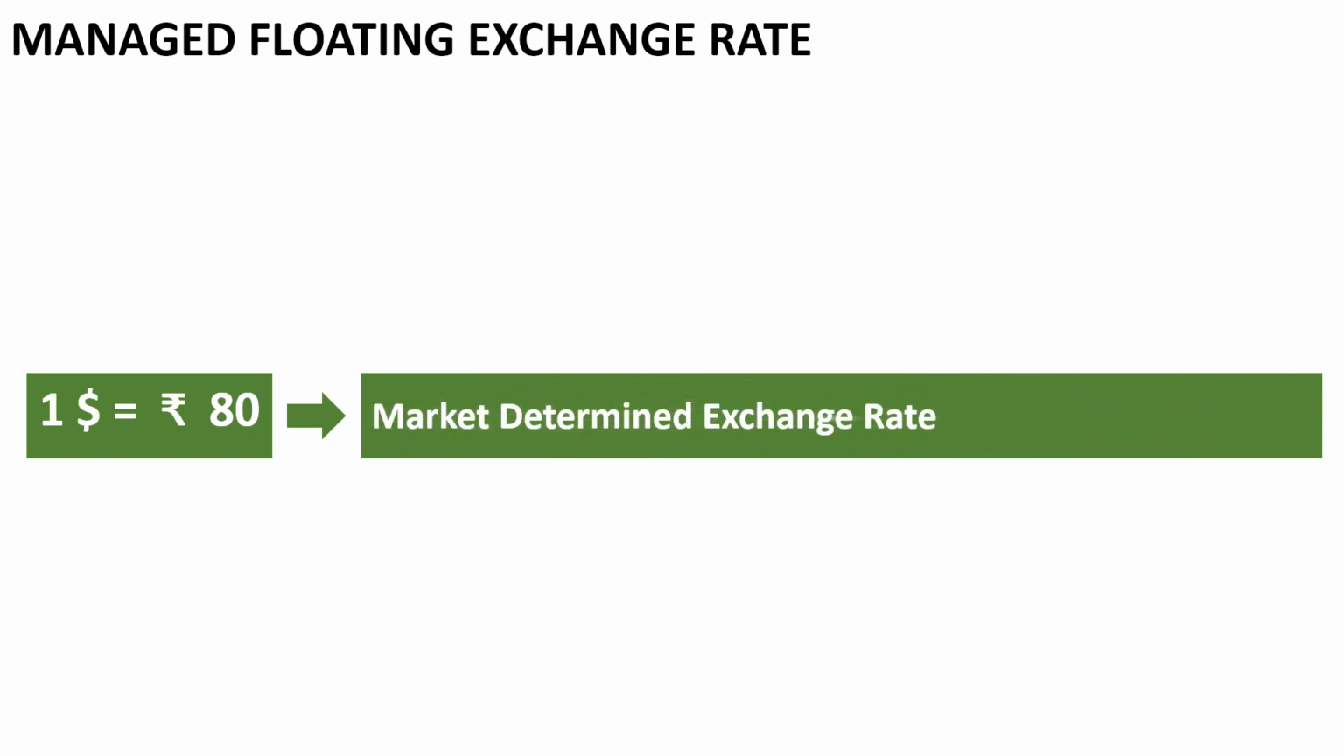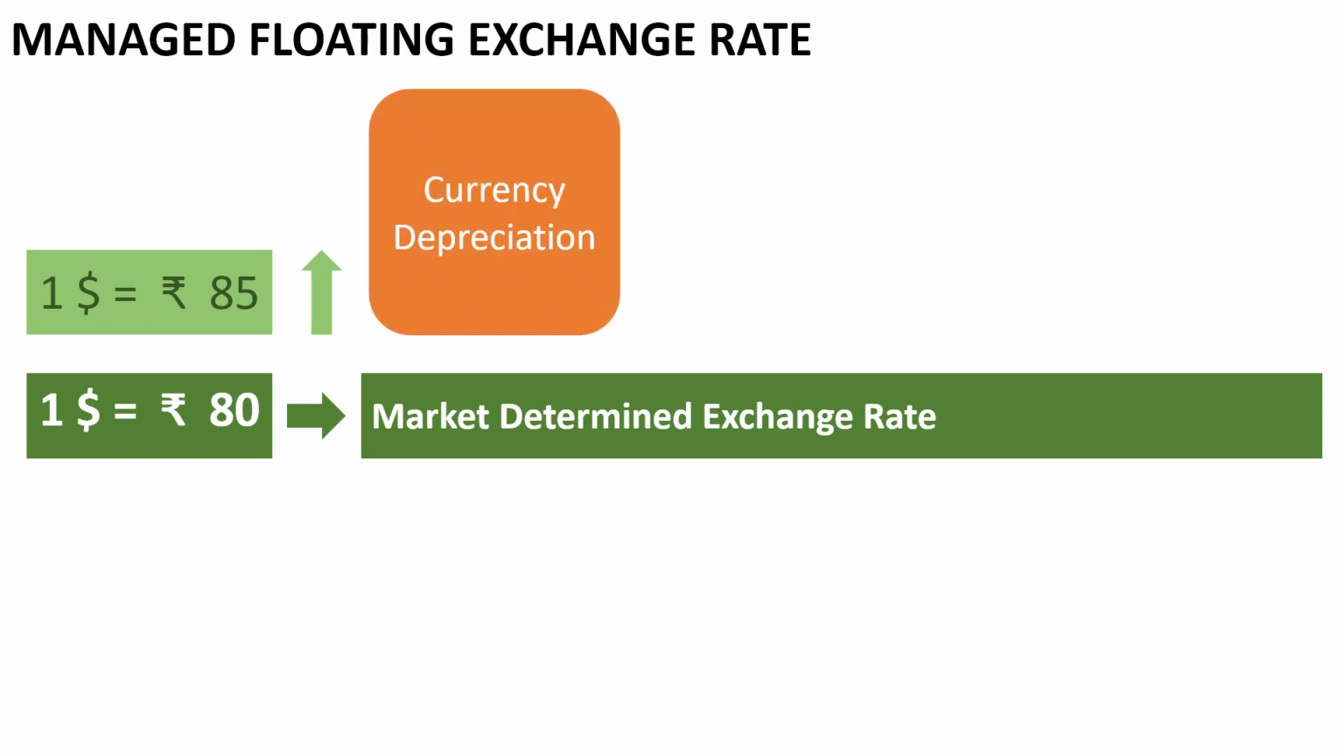Let's understand managed floating exchange rate system with the help of an example. Let's say that the market determined exchange rate is $1 is equal to 80 rupees. Now, there are various reasons due to which exchange rate can either rise or fall. So, let's say due to some reasons, the exchange rate rises to $1 is equal to 85 rupees. This leads to currency depreciation, that is, fall in the value of rupee with respect to the dollar.